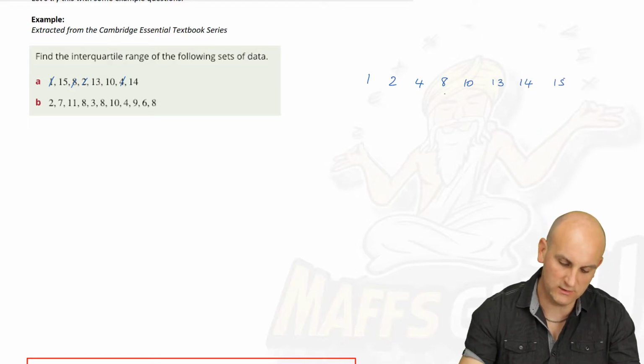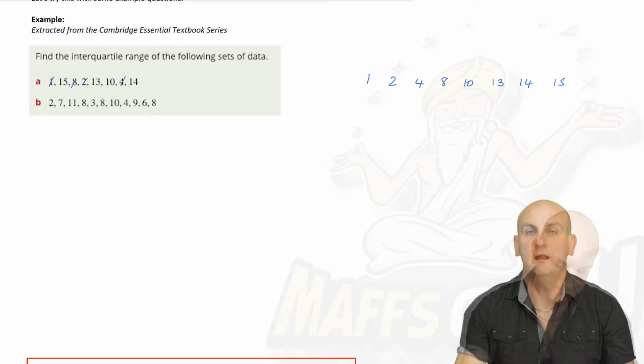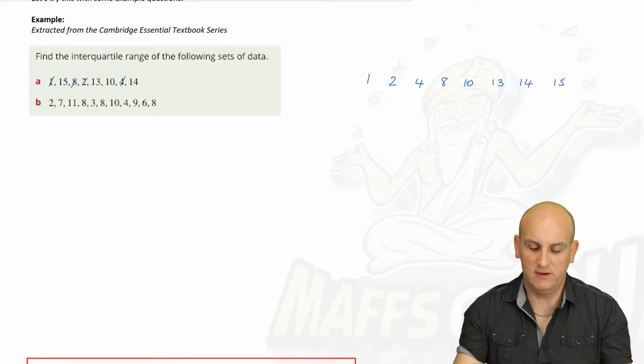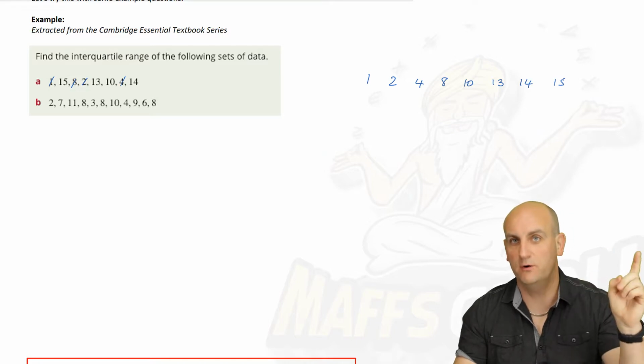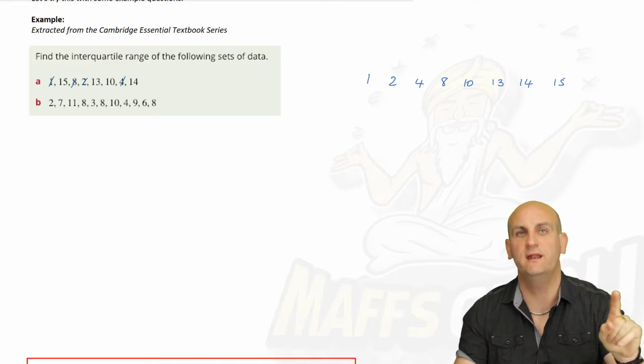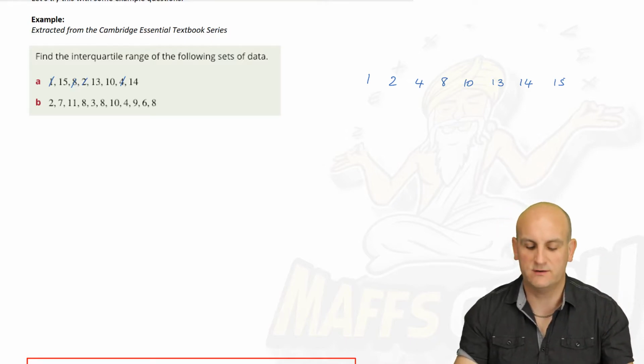So let's just check. 1, 2, 3, 4, 5, 6, 7, 8. There are 8 pieces of data there. Now, changing my color, because it makes it really, really helpful. Remember, what were the rules to help us do this? Well, if we scroll back up, and I'm not going to, the first rule said, put them in order. The next one says, find the median. And we know how to find the median.